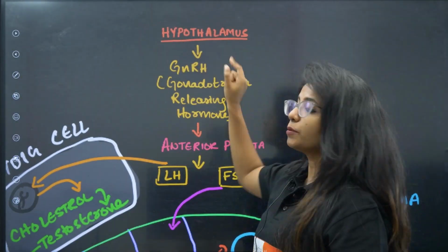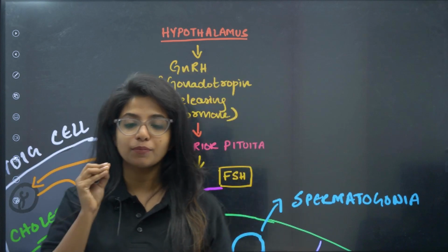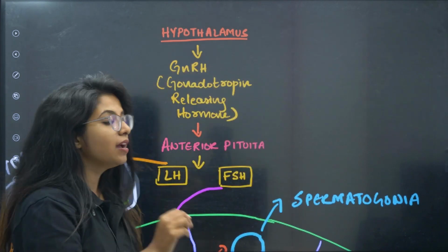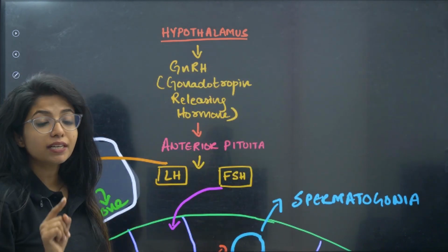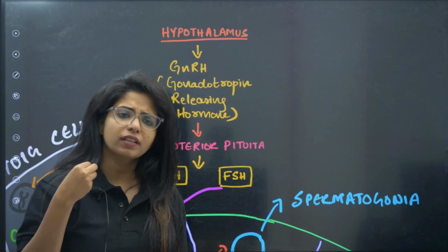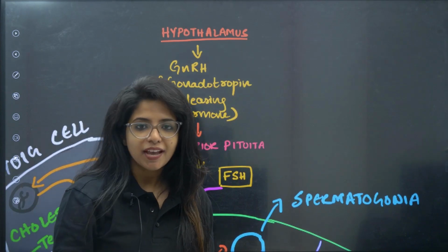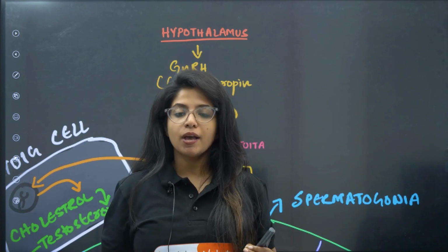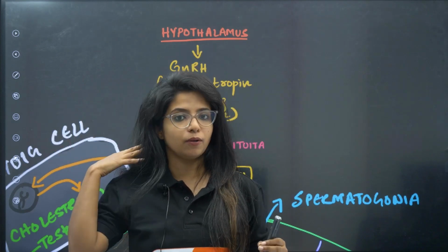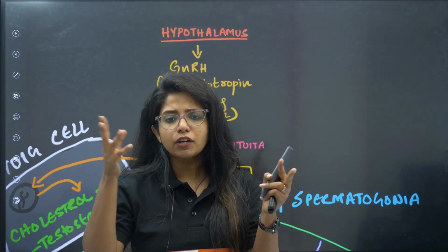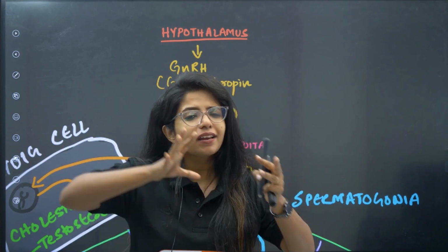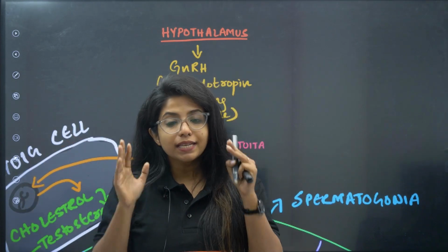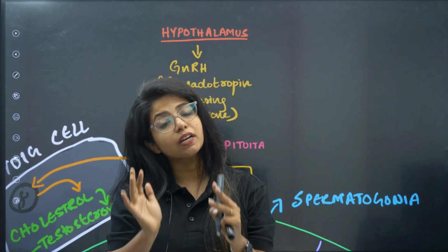Yeah. Hypothalamus is going to release something that is known as gonadotropin releasing hormone. What is it? Gonadotropin releasing hormone. With love I call it GnRH. Now, hypothalamus is actually best friends with pituitary gland. Pituitary gland is also present in the brain only. Pituitary gland has two parts, anterior and posterior. Basically, hypothalamus is best friends with anterior pituitary gland.